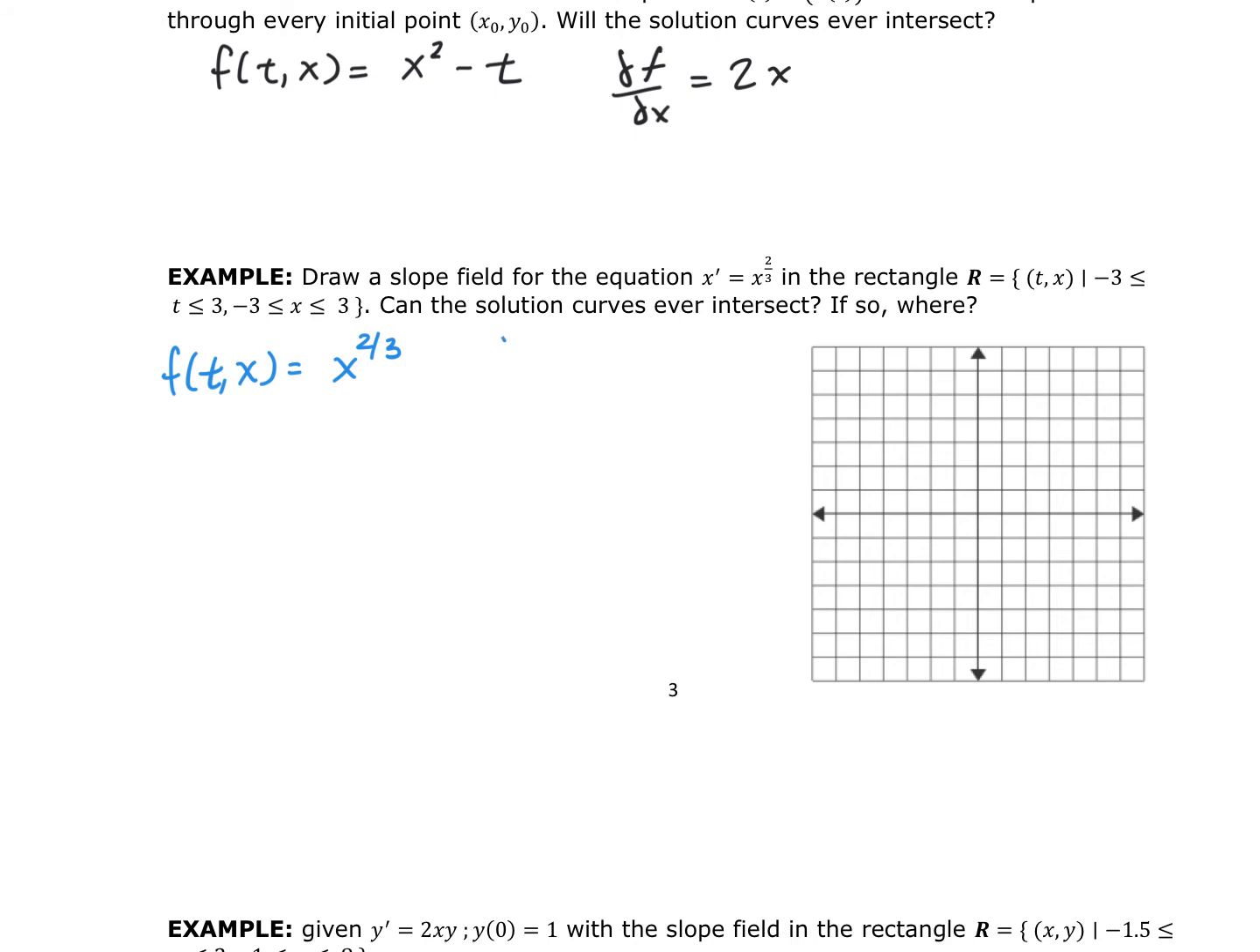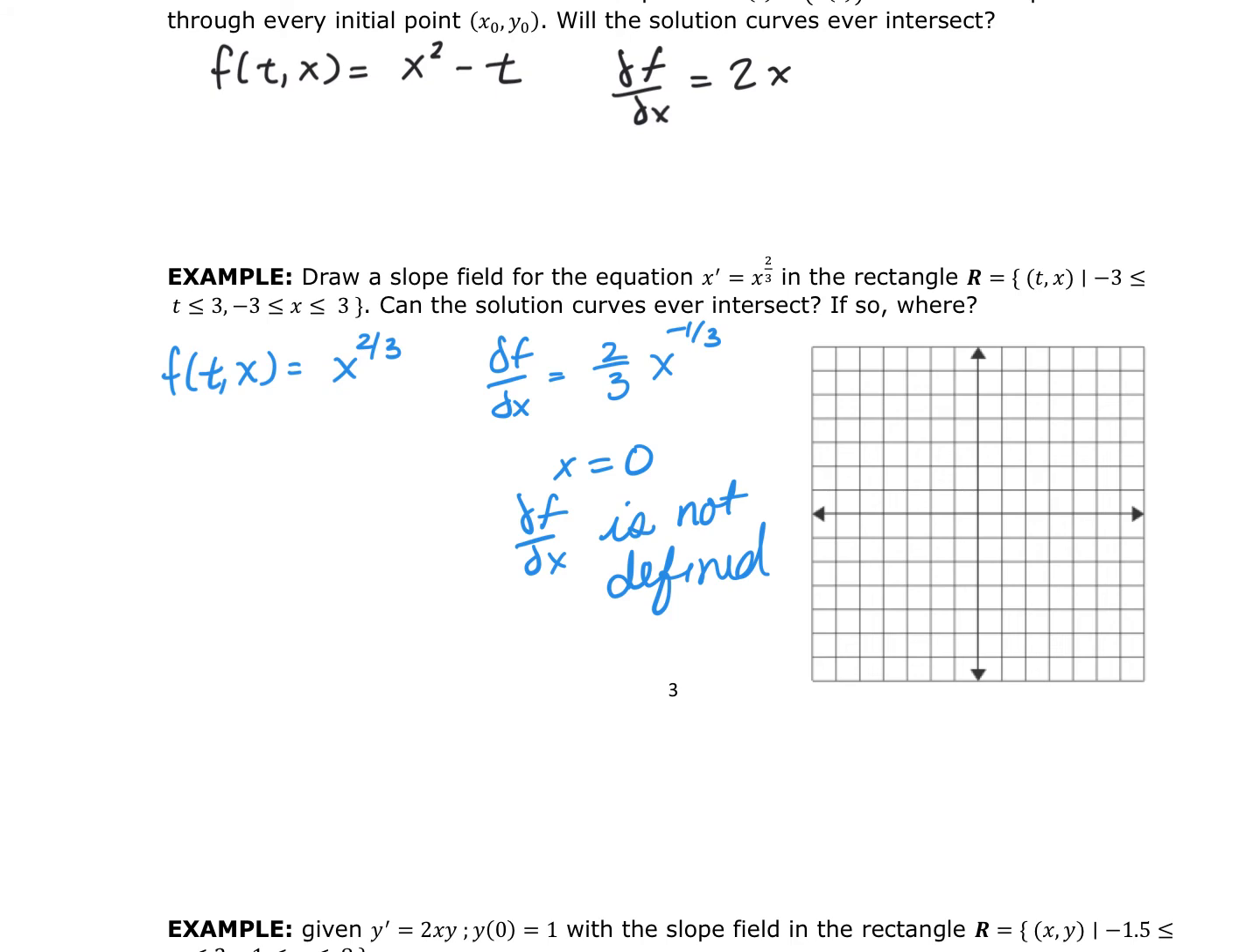Now, when I do its partial derivative with respect to x, this is going to be 2/3 x raised to the -1/3. Now, the problem with this one is that when x is equal to 0, the partial derivative with respect to x is not defined. So the theorem does not apply. So anytime this theorem does not apply, we can't say that they're going to be unique, and we can't say that they aren't going to cross each other.